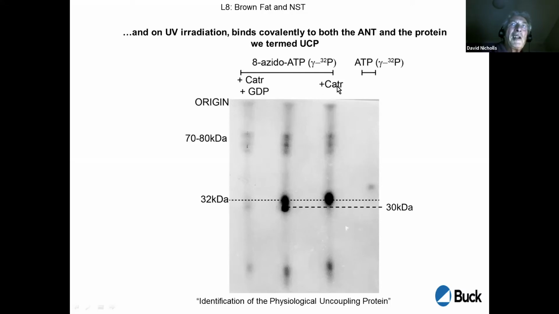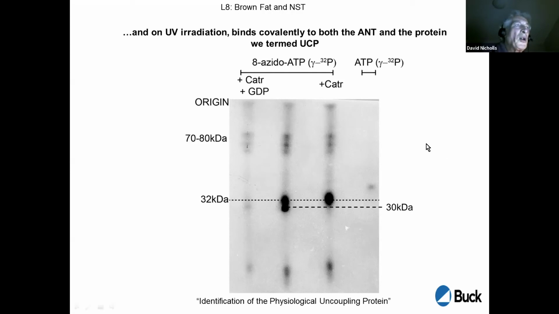Carboxyatractylate binds and inhibits the adenine nucleotide translocator. And so we concluded that that site was the adenine nucleotide translocator. If you have carboxyatractylate and GDP, you get no binding at all. So by the process of subtraction, this is the GDP binding site, and that was the physiological uncoupling protein.